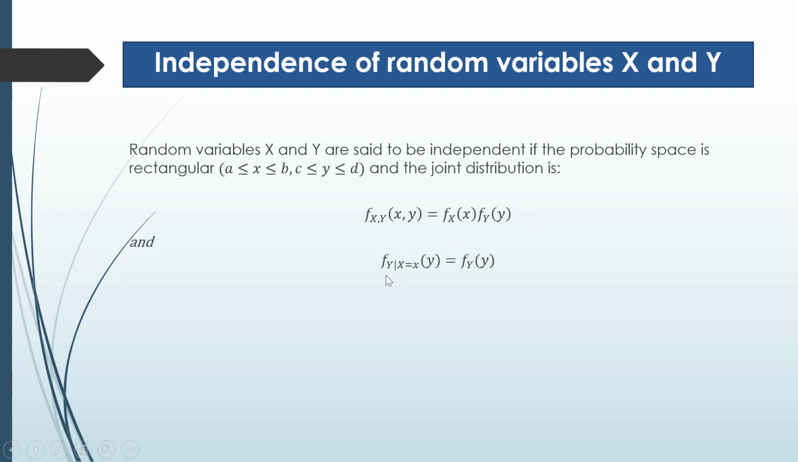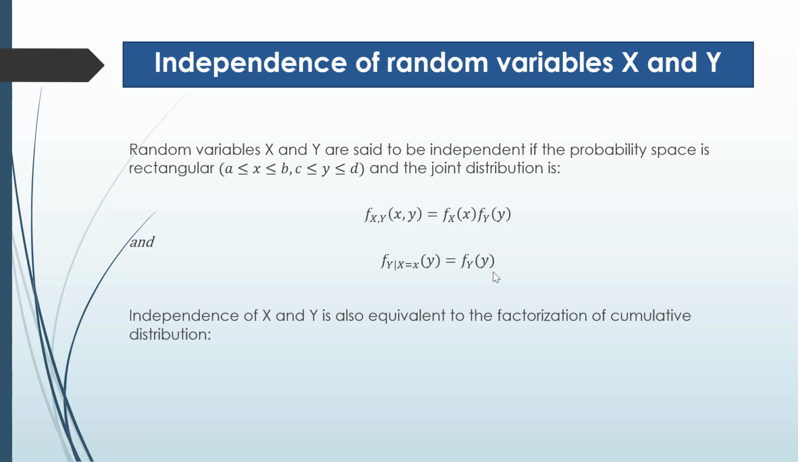And the conditional distribution f of y given x equal to little x at the point y is simply the marginal distribution of y. Independence of x and y is also equivalent to the factorization of the cumulative distribution. So when x and y are independent, not only does the joint distribution become the product of the two marginal distributions, but the cumulative distribution is also the product of the two cumulative distributions.